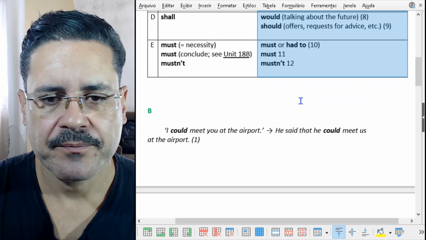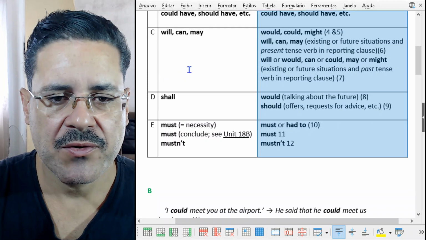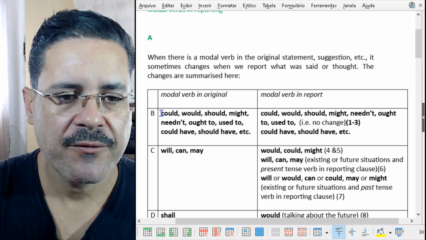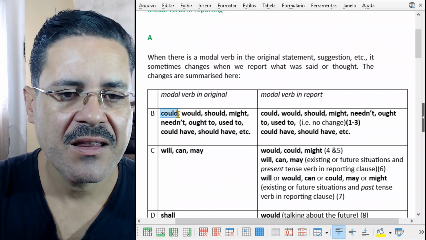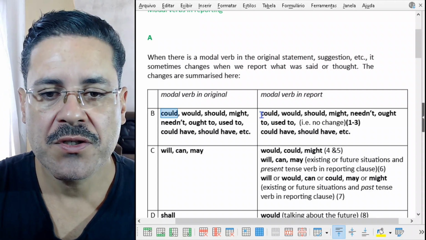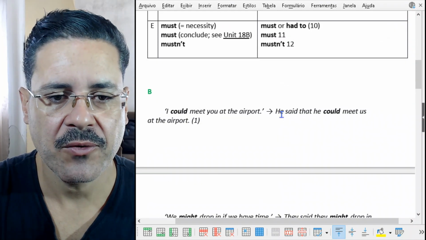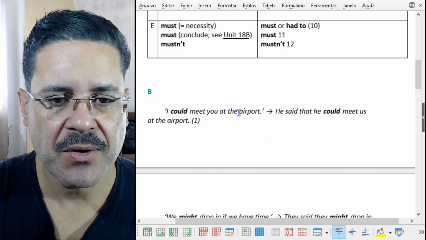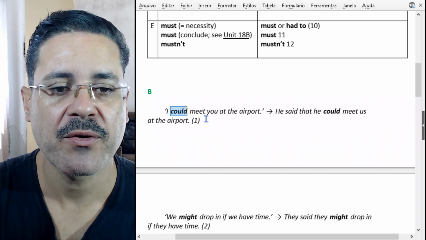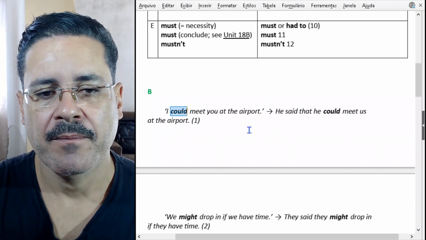For example, when we use the modal verb could in the original statement, we use could in the reported clause. So that's easy. For example, I could meet you at the airport. So we're using could in the original statement. Notice that we're referring to modal verbs in reporting. I could meet you at the airport. This is the original clause.